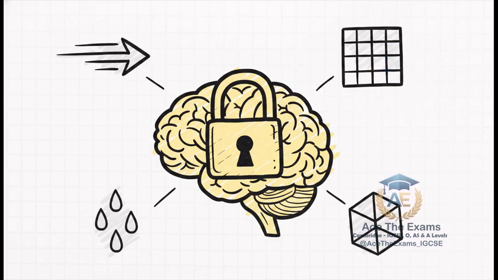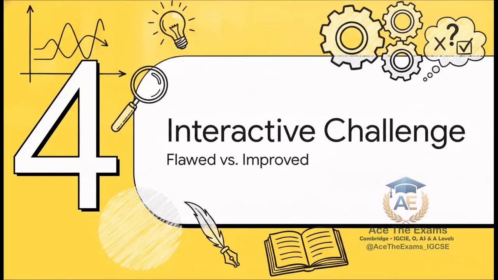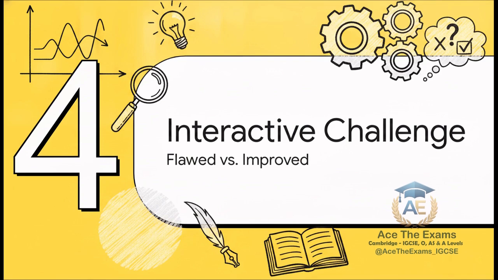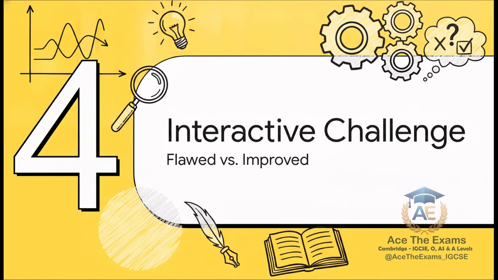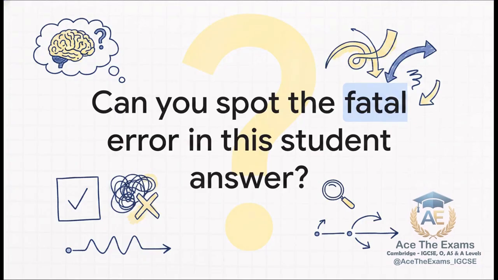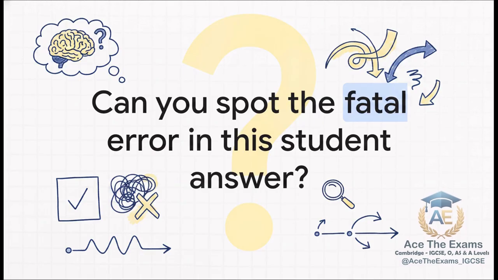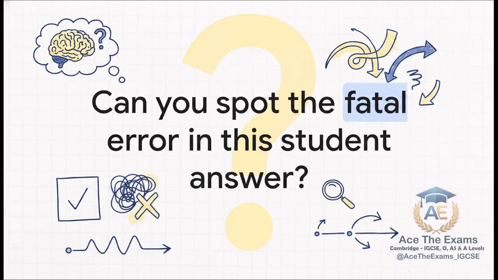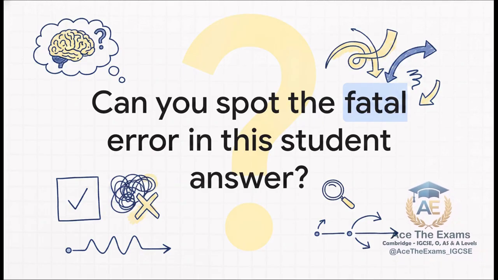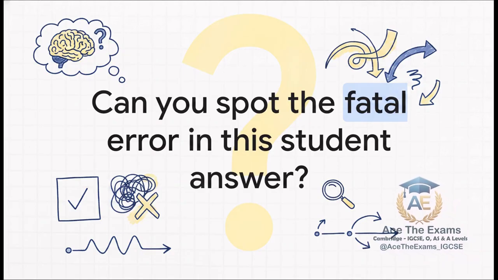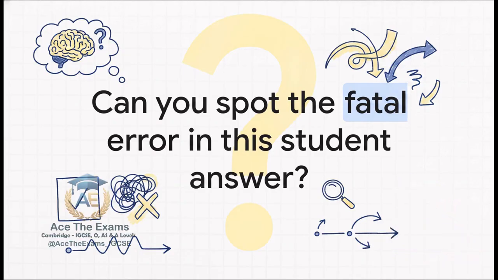Moving on to Section 4, the interactive challenge, where we compare flawed versus improved answers. Okay, I actually want you to pause this explainer for a second. Mentally predict the fatal error that a typical student might make in a non-uniform motion comparison question. Think back to what we just went over about vague statements and lacking context. Do you have your prediction? All right, let's reveal the examiner's correction.